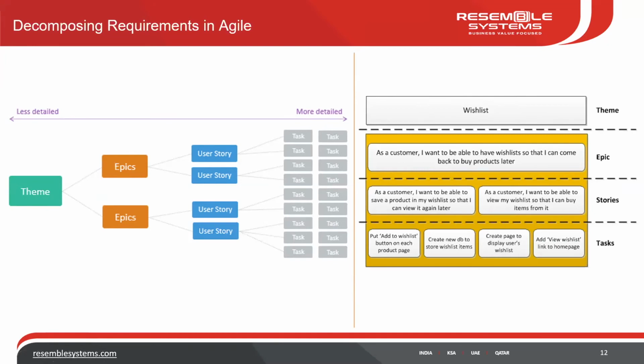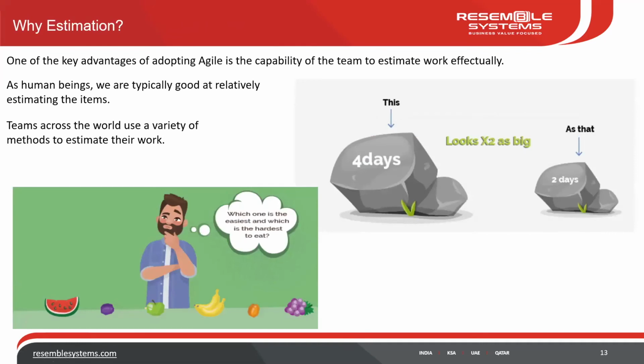Okay, so how long will it take for the team to do it, right? So we start estimating from the stories level. One very important thing to remember: we do not estimate at an epic or a theme level, right? So moving on, why estimate, right?